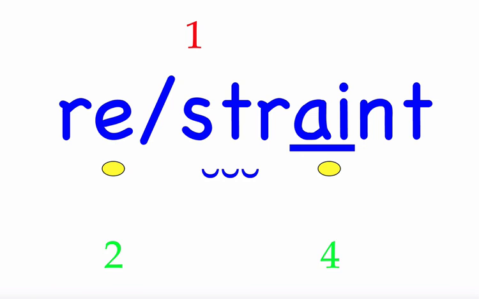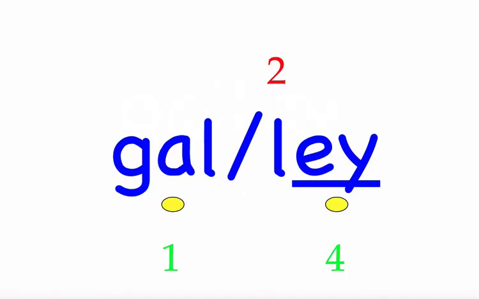Galley. The cook went to the galley to prepare dinner. Galley. Gal, three sounds. G, A, Ul. Lee, two sounds. Ul, E. Galley. Mark the word.